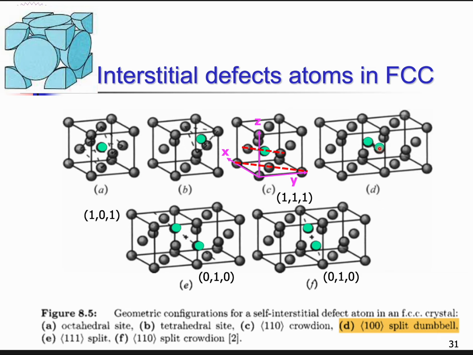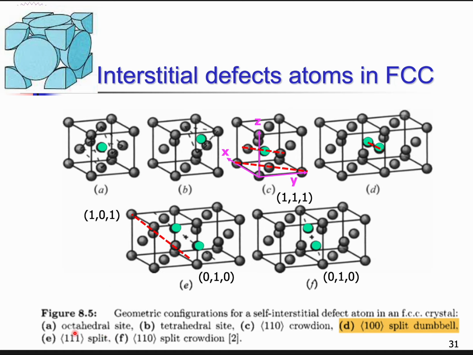And if you link these atoms, the direction is along 1, 0, 0. So we call this type of interstitial defect a 1, 0, 0 split dumbbell. And for the E, also we only have 2 atoms sharing one lattice point, but the direction is not the same as this one, right? You link these 2 atoms together, and it belongs to 1, 1, 1 split. So we call it a 1, 1, 1 split.